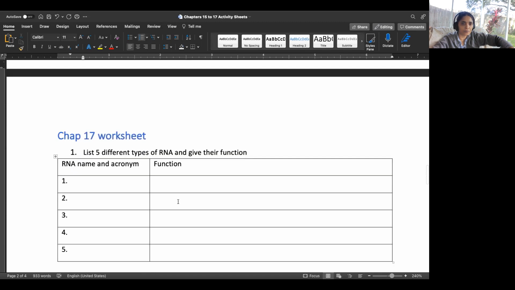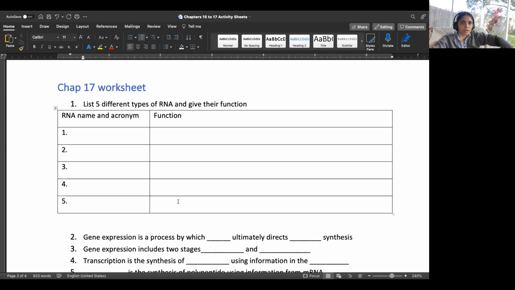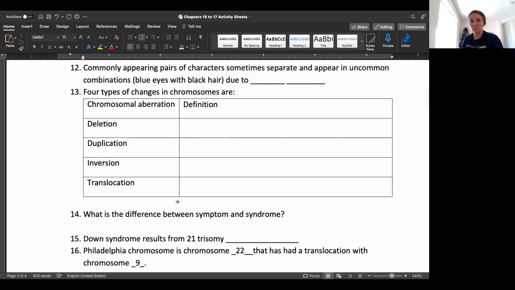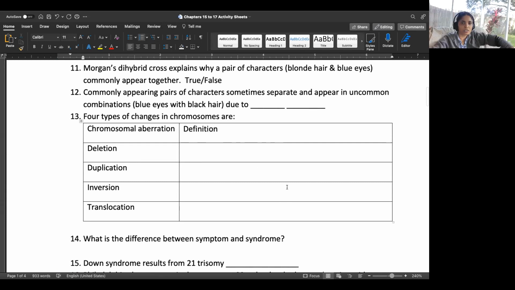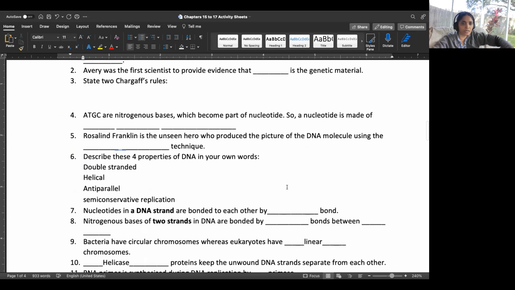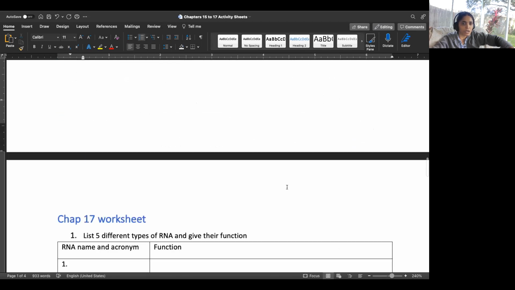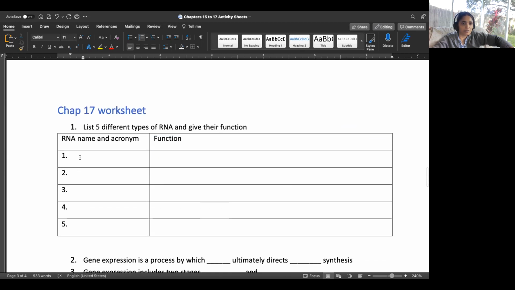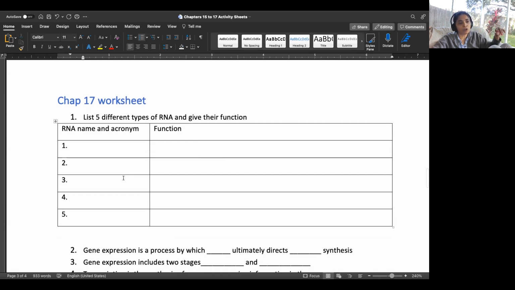Next. Oh, we are done? Yep. Oh, by the way, real quick, chromosomal aberrations, this table is there in the textbook or in my PowerPoint. You can find it easily for the explanation. And same thing, different types of RNA and their function. It is in the first few slides. One of them is this table in my PowerPoint for chapter 17.